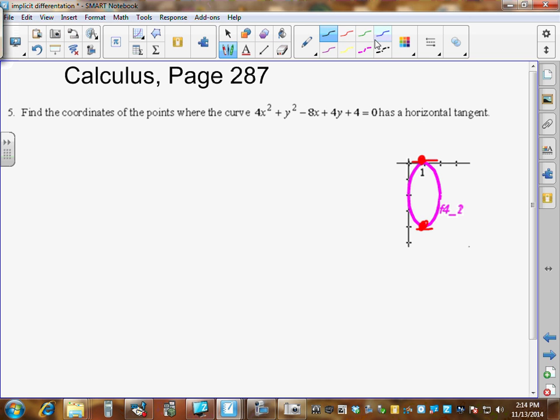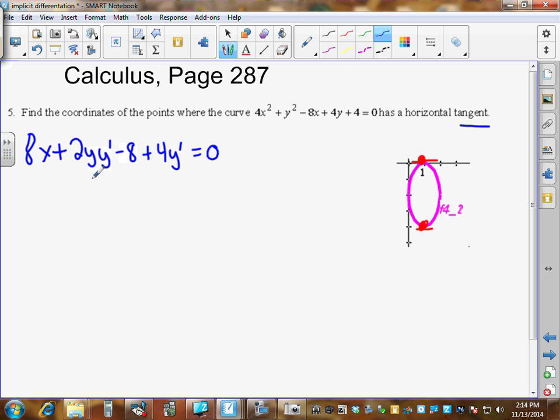All right, let's begin. Since they say a tangent, okay, that's code word for take the derivative. So that'll be 8x plus 2y y-derivative, minus 8, plus 4y-derivative. The derivative of that 4 is 0. The derivative of 0 is 0.